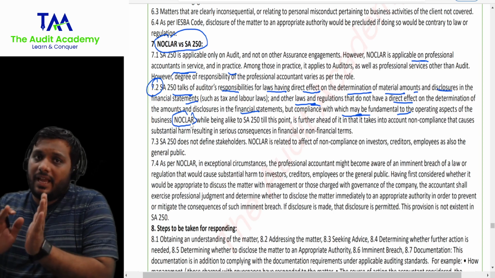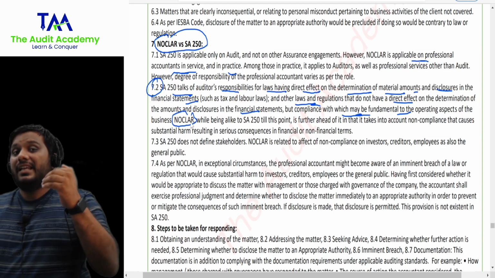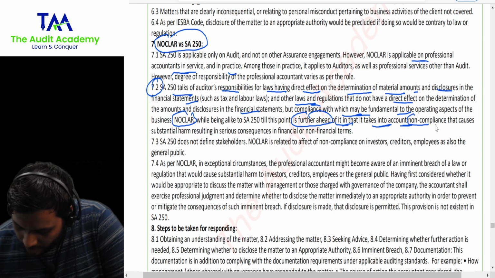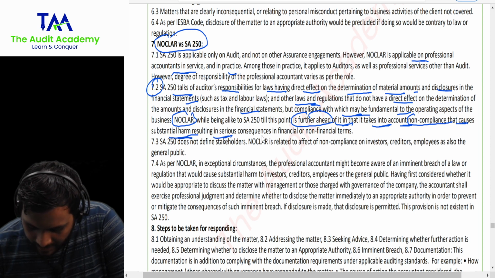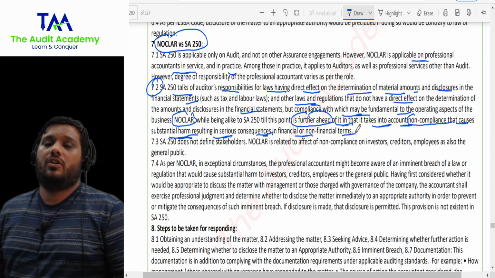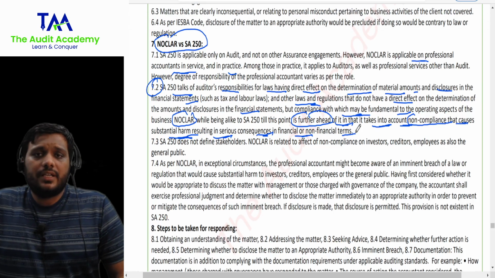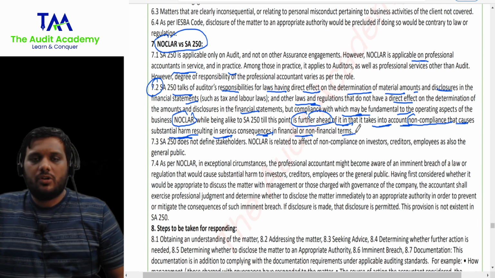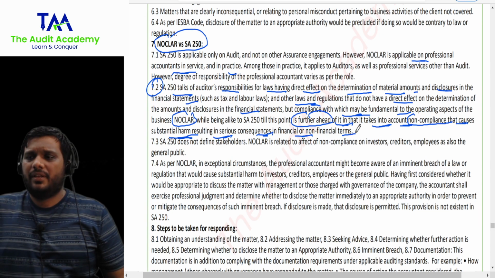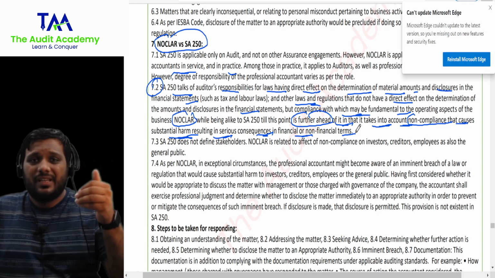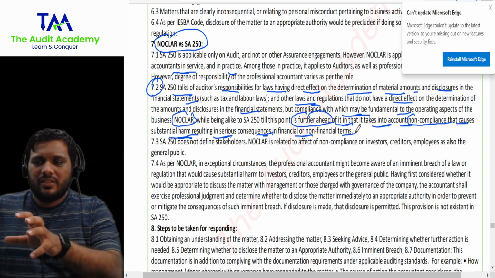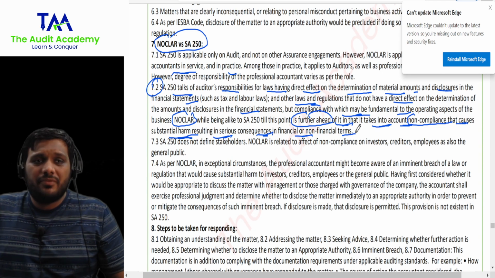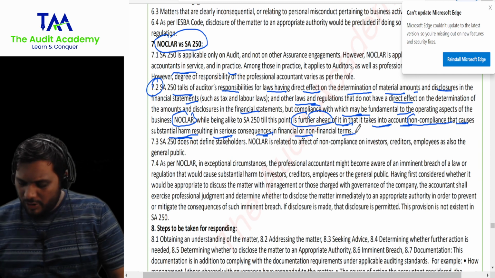NOCLAR is covering everything that SA 250 covers, all right. In addition to that, it goes further ahead, and that takes into account non-compliance that causes substantial harm resulting in serious consequences in financial or non-financial terms. So let us say that you are the auditor of a listed entity. You come across an instance where you see that the food that is being given to the laborers is not up to the mark, and some minimum wages and stuff are not being paid. Some small non-compliances you have seen.